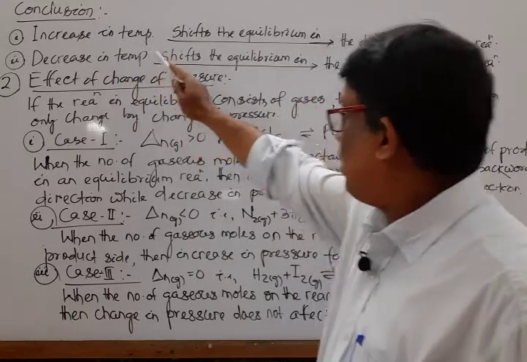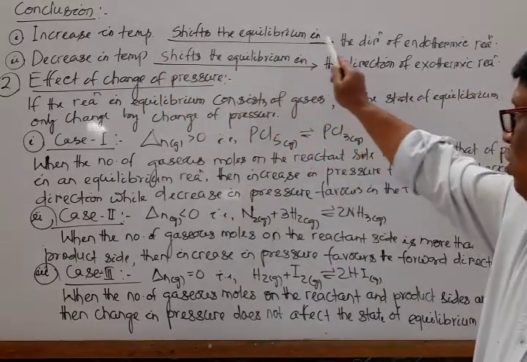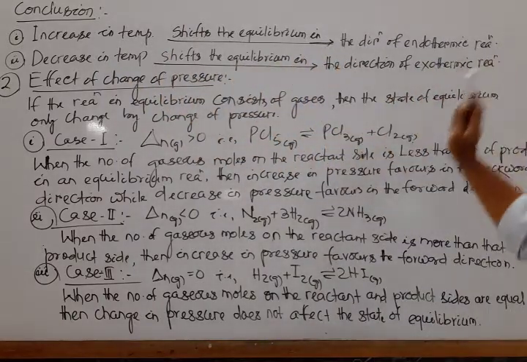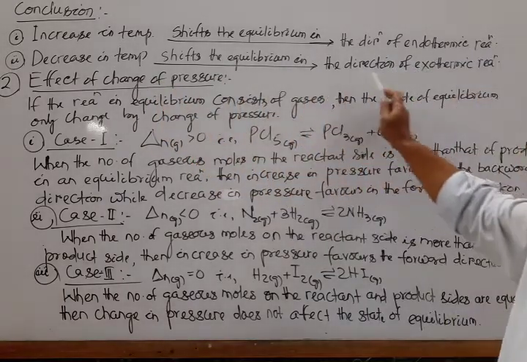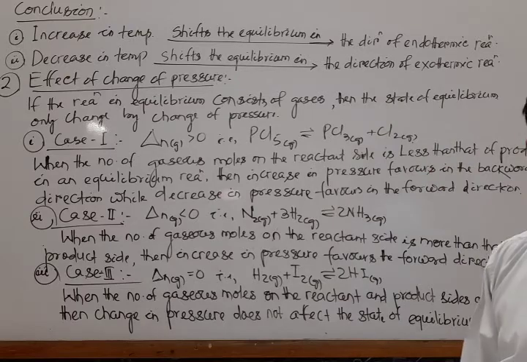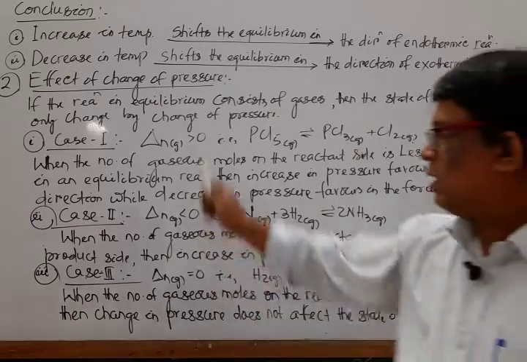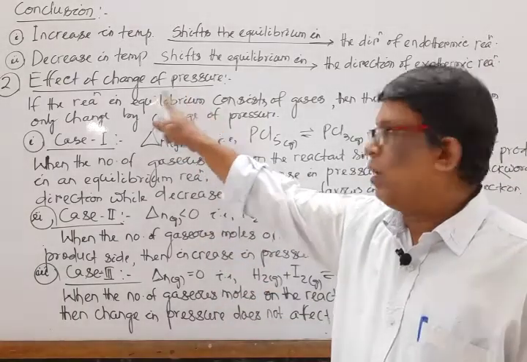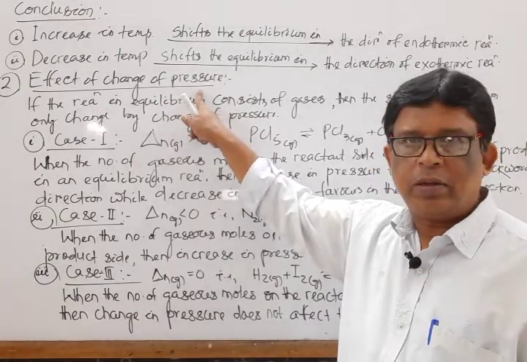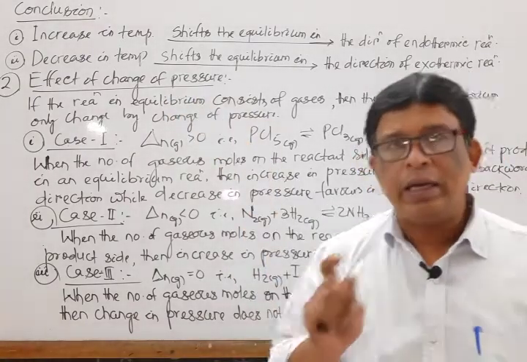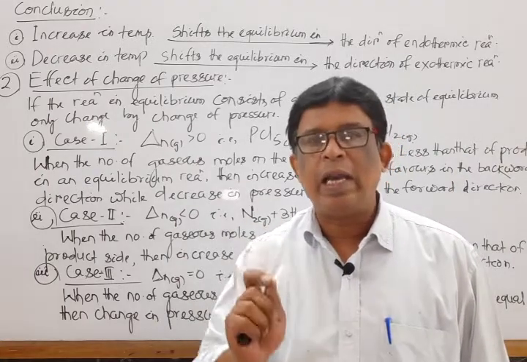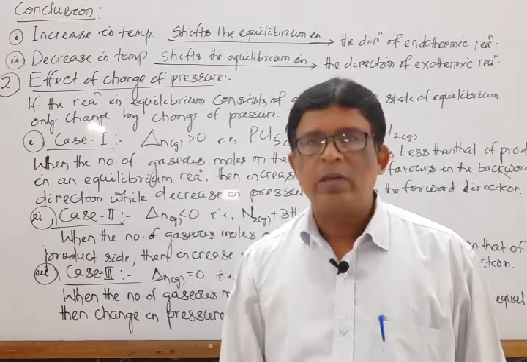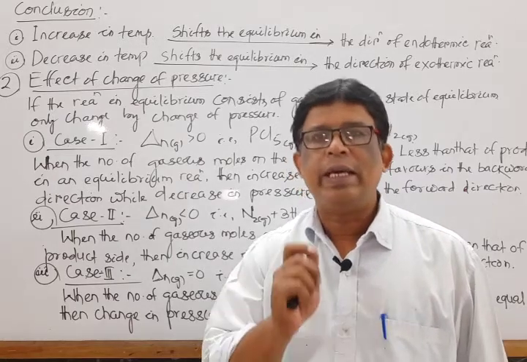Increase in temperature shifts the equilibrium in the direction of endothermic reaction, and decrease in temperature shifts the equilibrium in the exothermic reaction. Okay. Next is effect of change of pressure. If the reactant or product in a reversible reaction is a gaseous one, then pressure plays an important role in shifting the equilibrium. Three cases are there.